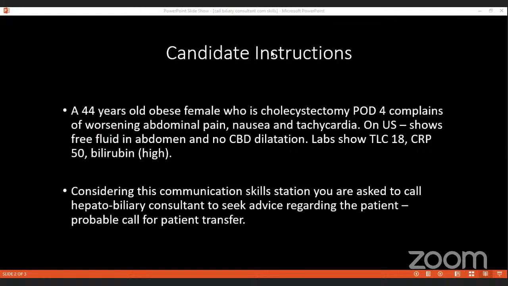Good. Could you arrange that ERCP to confirm the source in your hospital? Yeah, this is not available in their hospital. Okay, then send the patient over. Okay. Thank you.